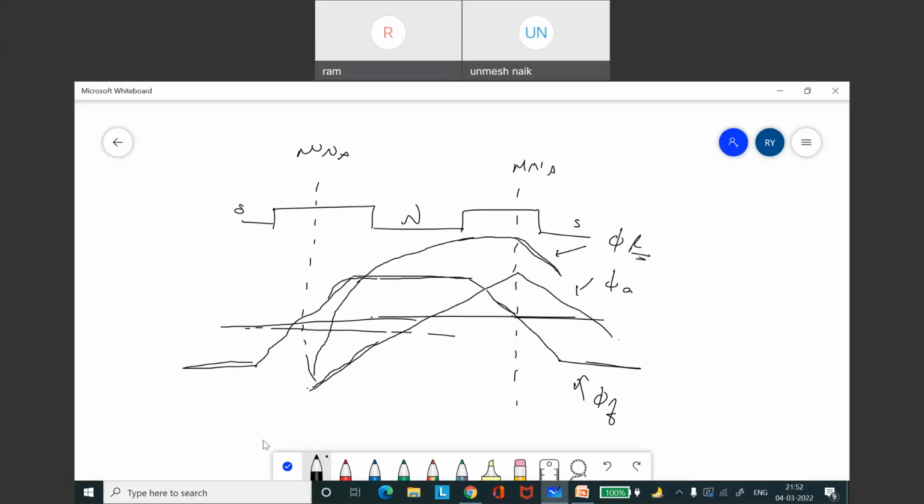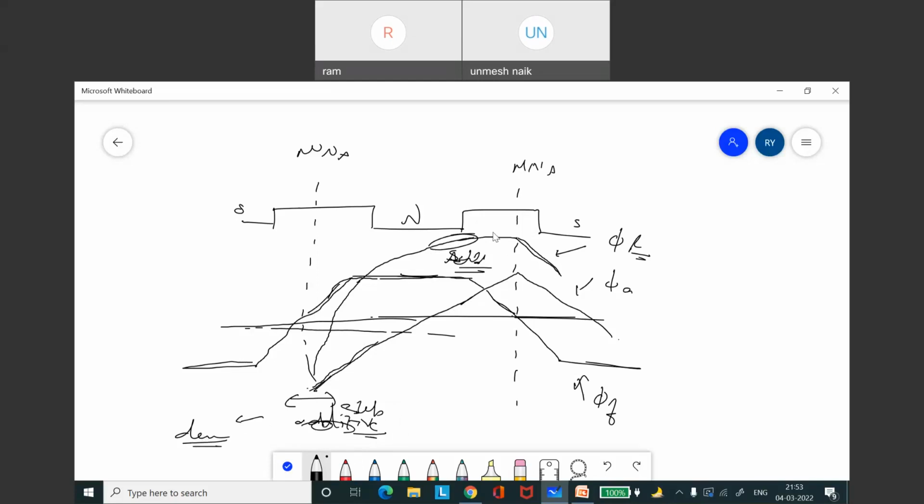If you see here in this region, this is positive, this is negative. So the net flux will decrease. Here this is positive and this is also positive. Here the net flux will increase. So at some point we have an additive effect, and at some point we have a subtractive effect. The subtractive effect we generally call demagnetization. Additive is magnetization.